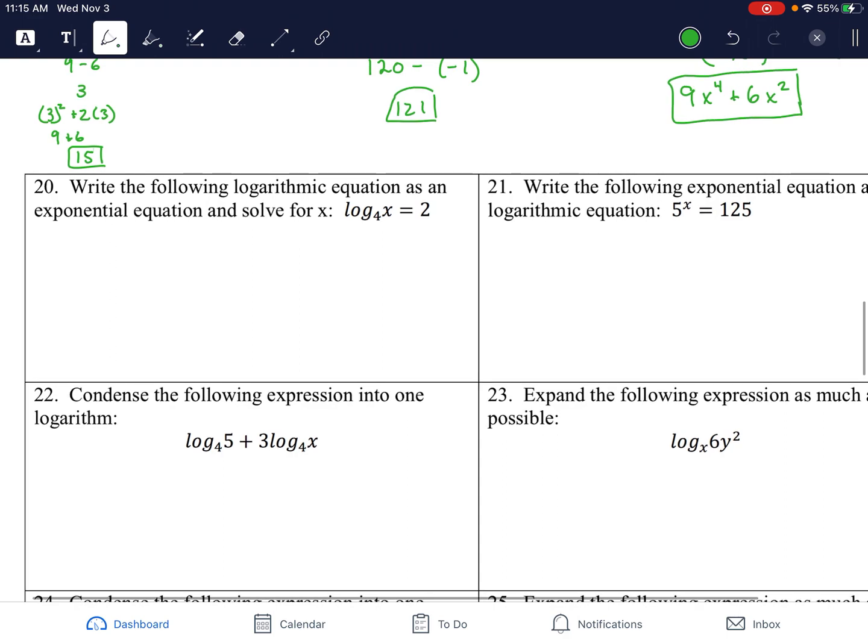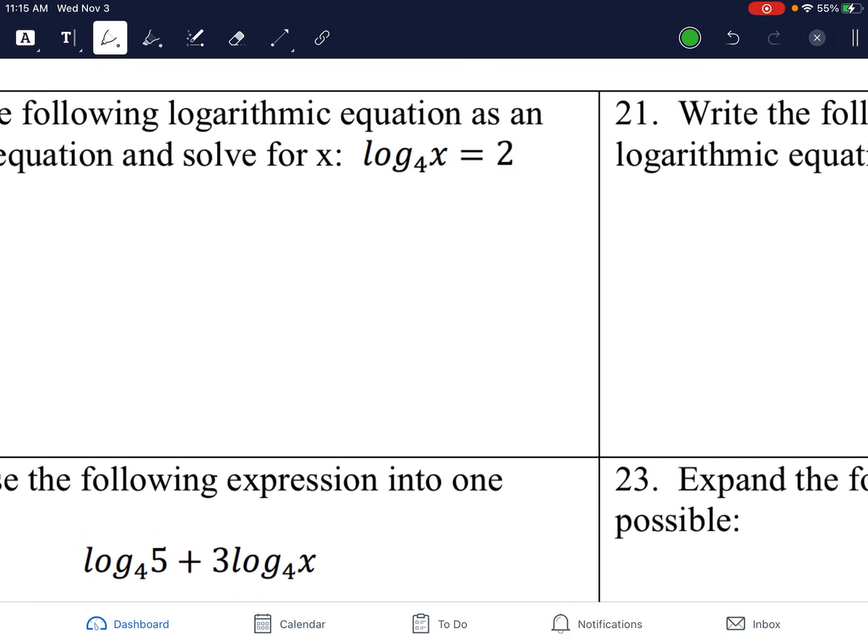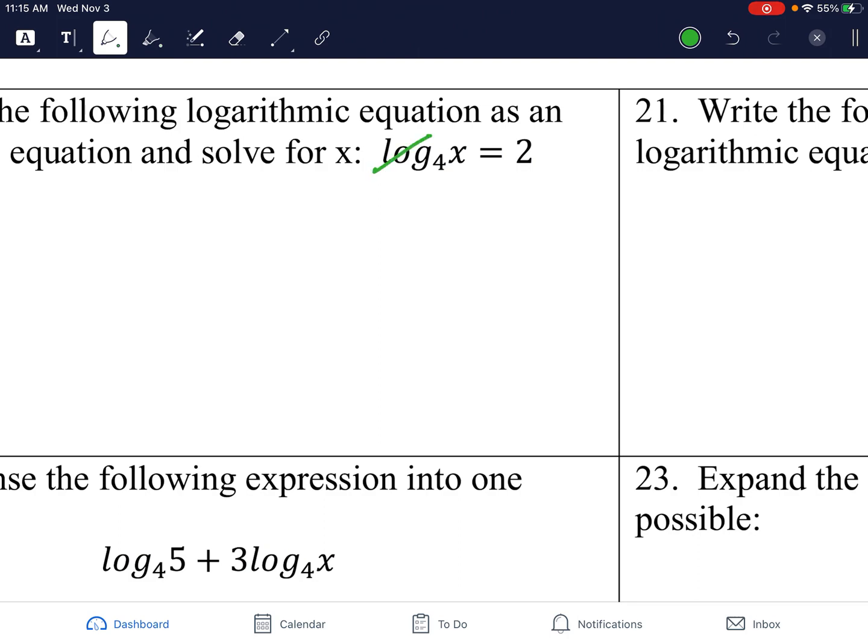All right, some logarithms. We want to change this logarithm into an exponential function and solve for x. So we're going to smash the log, which brings the base of the log over here. So we have x is equal to 4 squared. So 4 squared is 16. So x equals 16.